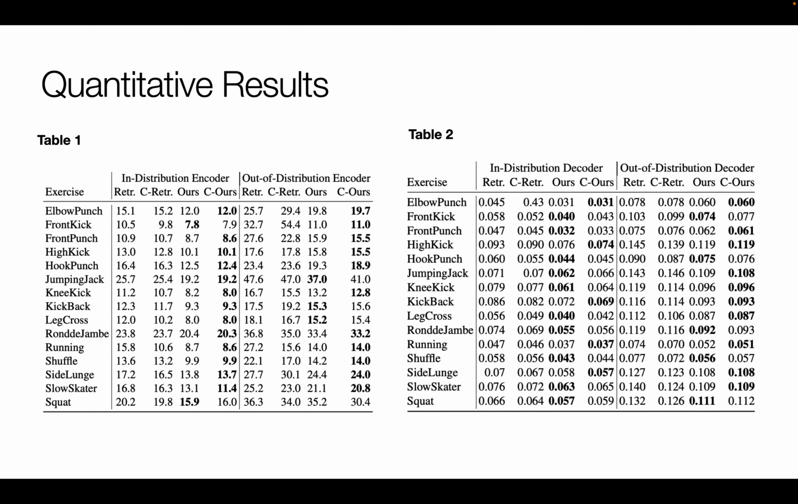As for the decoder, we report the root mean squared error per exercise for both the conditional decoder and non-conditional decoder in the Table 2 on the right here. For all of the 15 exercises, both our conditional and non-conditional models outperform both conditional and non-conditional retrieval baselines.